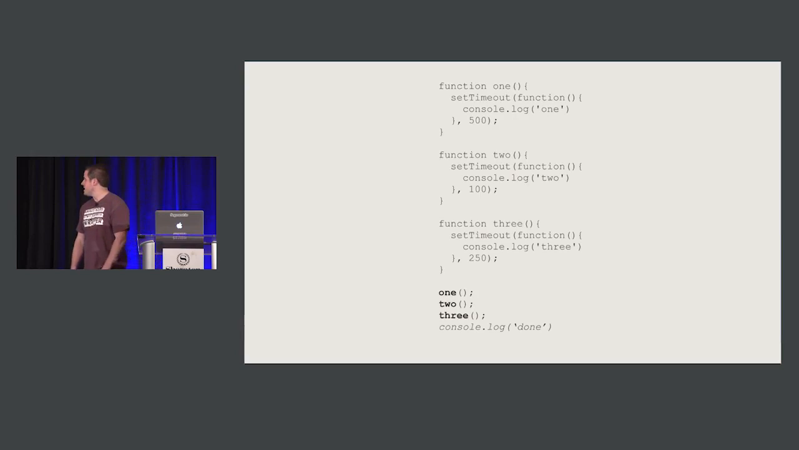So here we have a simple problem, just 3 functions that do a set timeout and logging. I didn't want to go complicated with databases and all that. Then at the bottom here, we're just going to call them in a row, right? 1, 2, 3, console.log. Does anybody want to guess what the output of that's going to be?